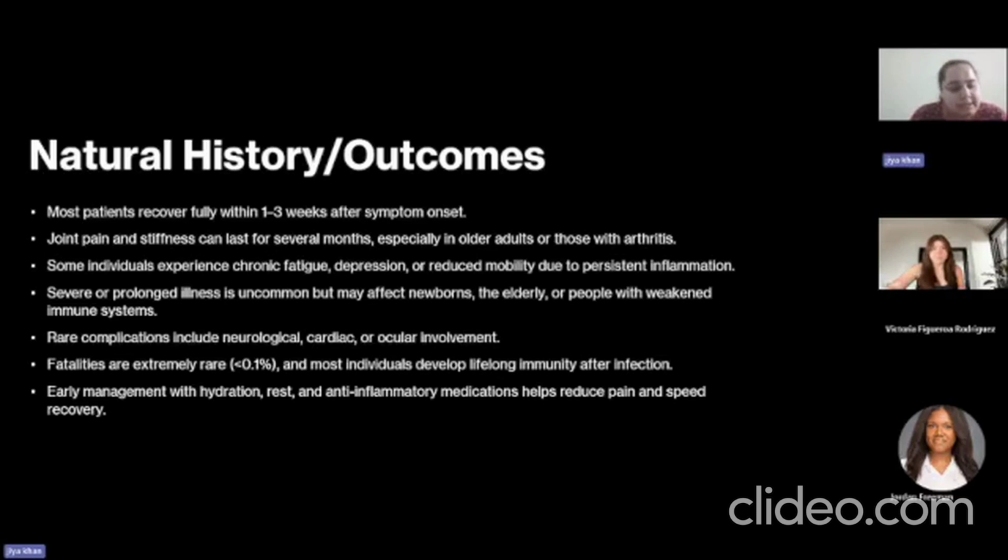Severe disease is uncommon, but may occur in newborns and elderly people with weak immune systems, with complications affecting the heart, nerves, or eyes, and rare death from this disease. But some people develop lifelong immunity and cannot get the infection again. So early management with hydration, rest, and anti-inflammatory medications helps reduce pain and speed recovery.